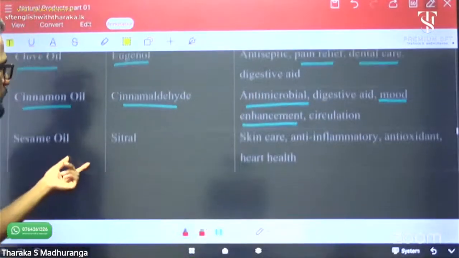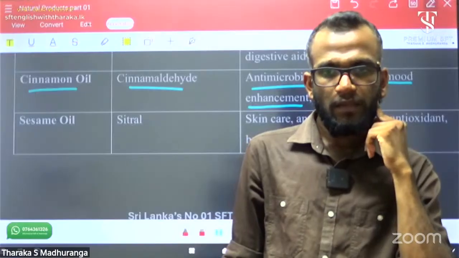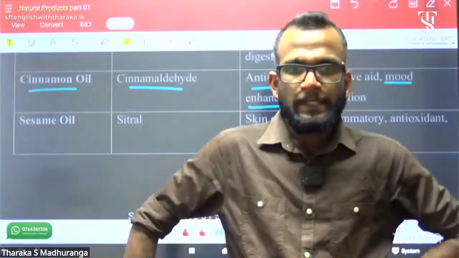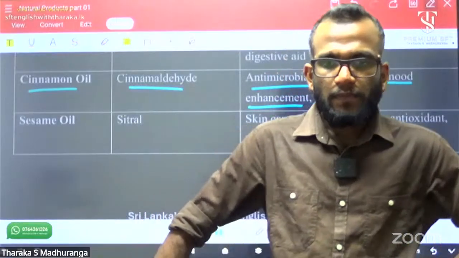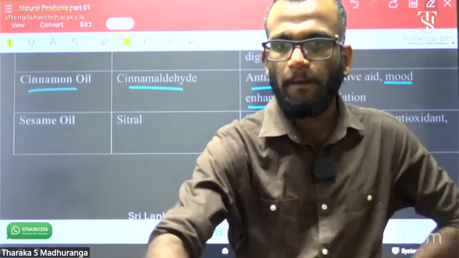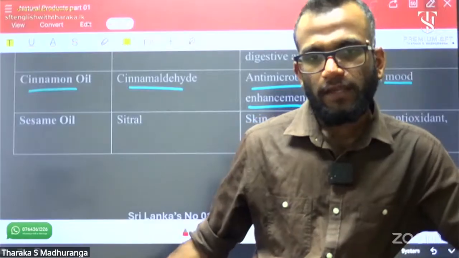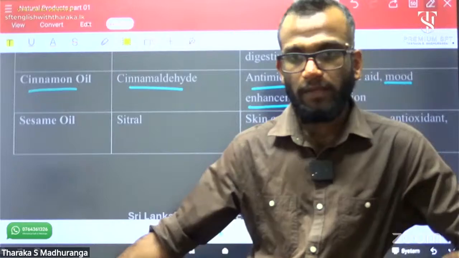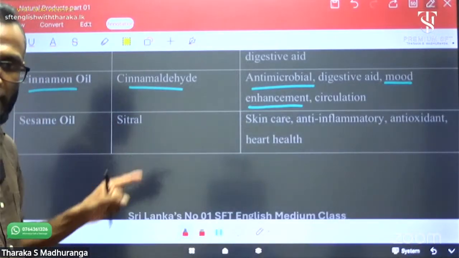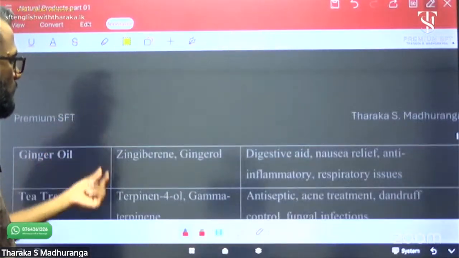Just having some idea is enough. Okay, sesame oil. What is the meaning of sesame? It is the oil extracted from sesame seeds. Sesame oil is also an essential oil. The compound it contains is citral. It is important as skin care, an antioxidant and a health supporter.